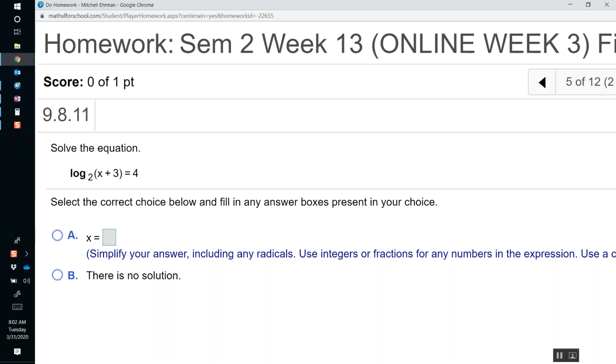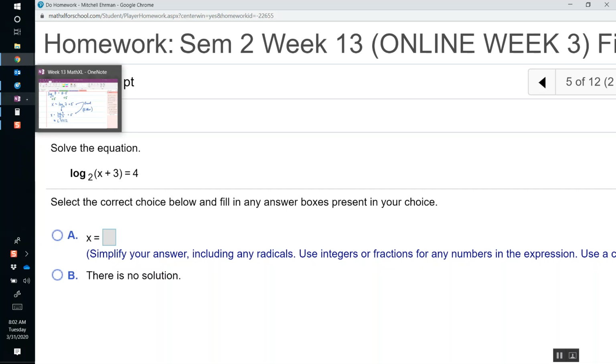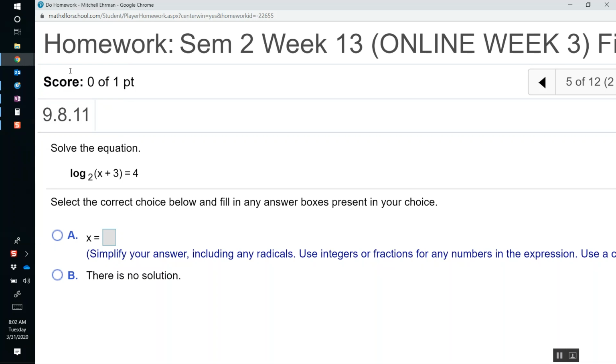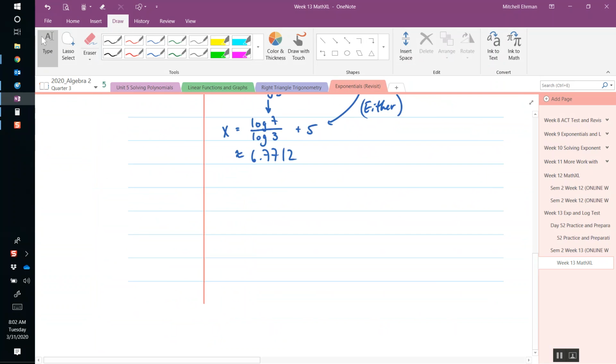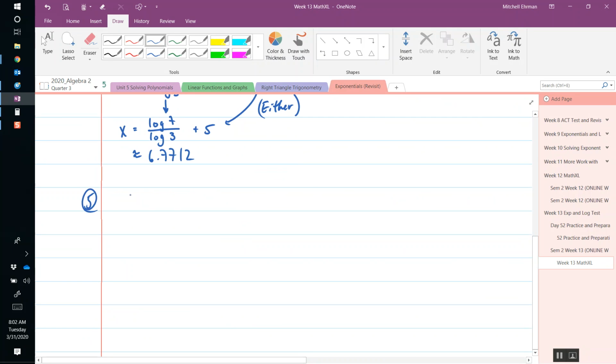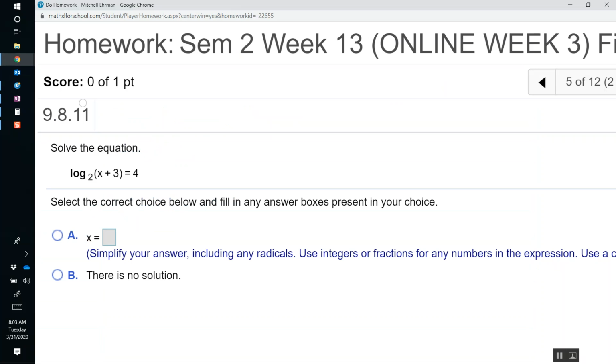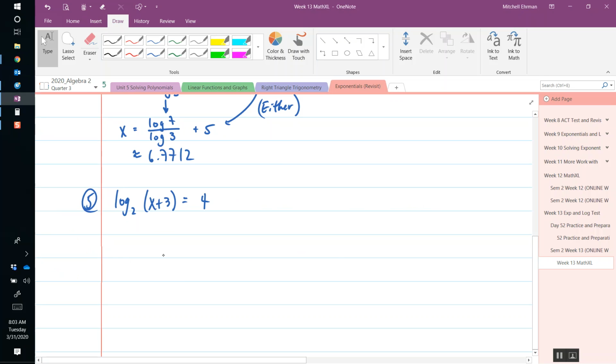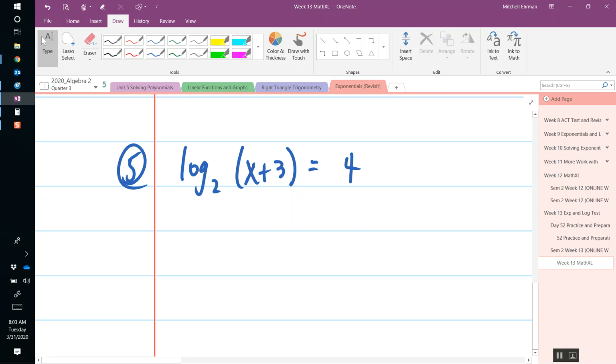But if we rewrite this logarithm as an exponential, if we just switch the formats, then we should be able to handle this either with a basic or a more advanced calculator. So let me copy this problem down. This is number 5, and it said log base 2 of x plus 3 equals, I believe it was 4. Let me double check that. Log base 2 of x plus 3 is 4. All right, so again, this isn't something that we can type into the calculator as it sits, so let's rewrite.